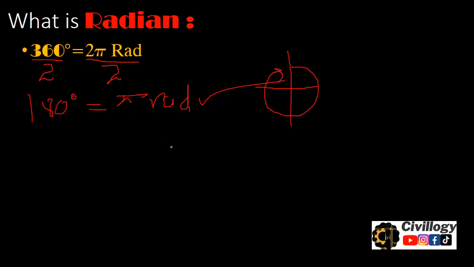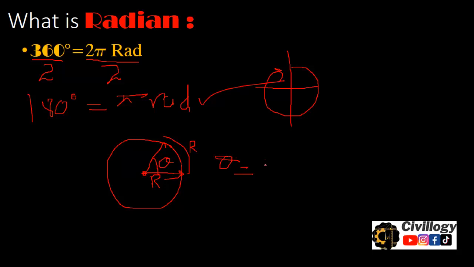Now what is a radian? Let's suppose we have a circle, and this is the center of the circle, and this is the radius of the circle. If we travel a distance equal to the radius, and then join a line to the end of this distance, this angle theta will be equal to 1 radian. This theta will be equal to 1 radian.